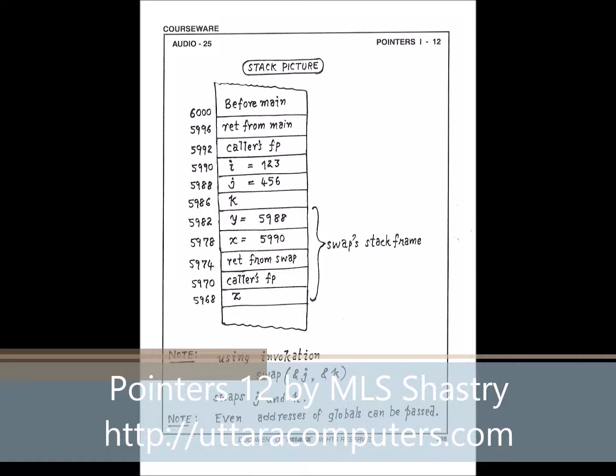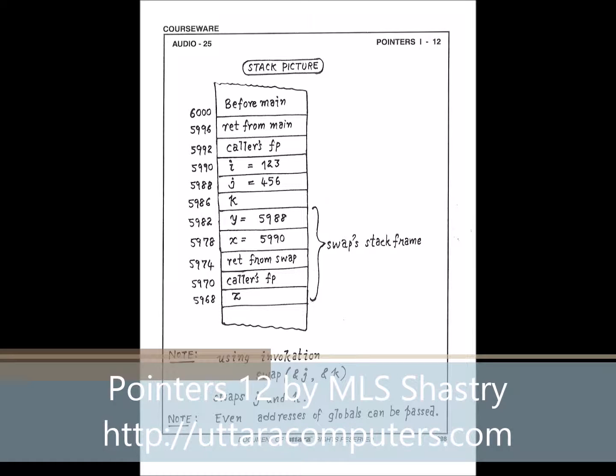Alright, so swap's return address is a 4-byte value which you are pushing. So the stack pointer gets reduced by 4. So it is 5974, right? And what is the next job? Swap's caller's frame pointer is pushed next. This itself is at 5970. I think he copies this as his swap's frame pointer, correct? And then you have the z. So our friend says, I will allocate memory for this z, which is a local symbolic reference. z is a sub.a number 2 comma sp, sitting at 5968.